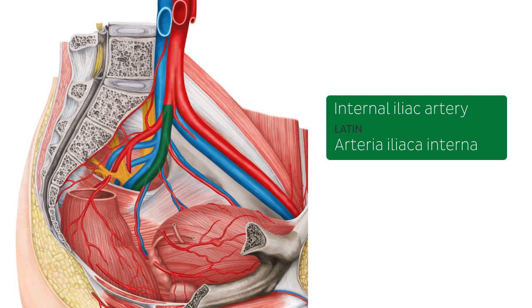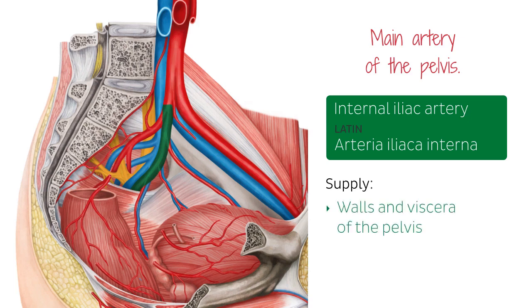This paired artery is considered to be the main artery of the pelvis, as it provides branches that will then be supplying a lot of structures, including the walls and viscera of the pelvis, or the organs of the pelvis, and the reproductive organs, the buttocks, and the medial compartment of the thigh.